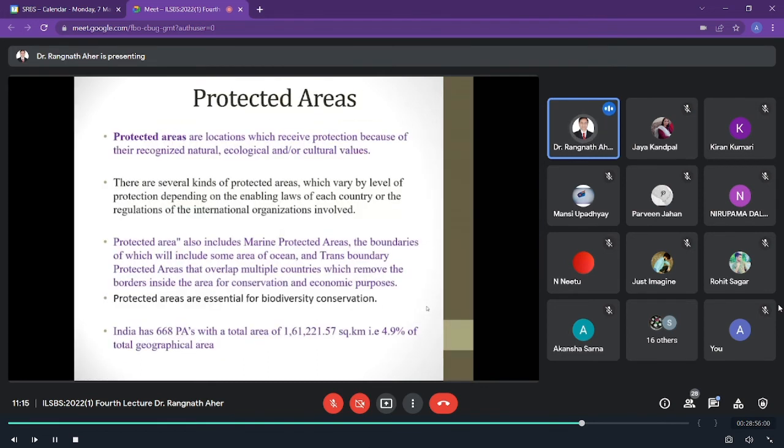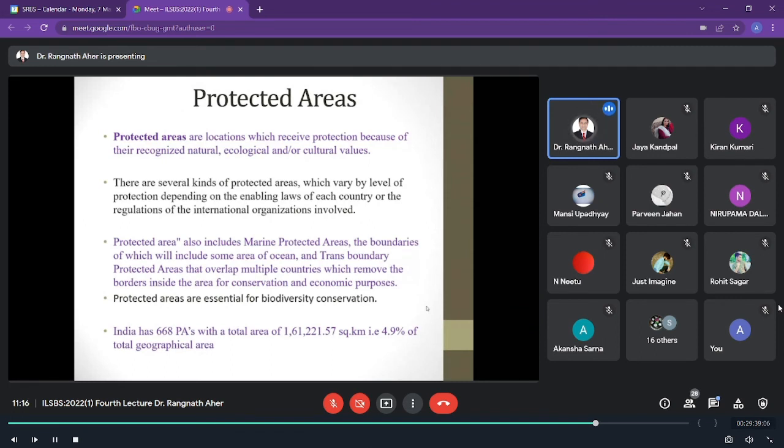The first one is protected areas. Protected areas are locations which receive protection because of their recognized natural, ecological, and or cultural values. There are several kinds of protected areas which vary by level of protection depending on the enabling laws of each country. Protected areas also include marine protected areas, the boundaries of which include some areas of ocean, and transboundary protected areas that overlap multiple countries, which remove the borders inside the area.